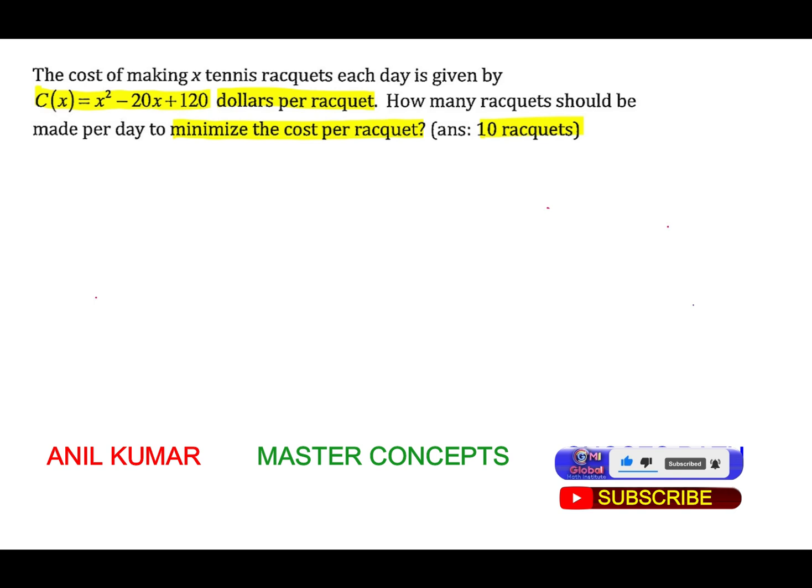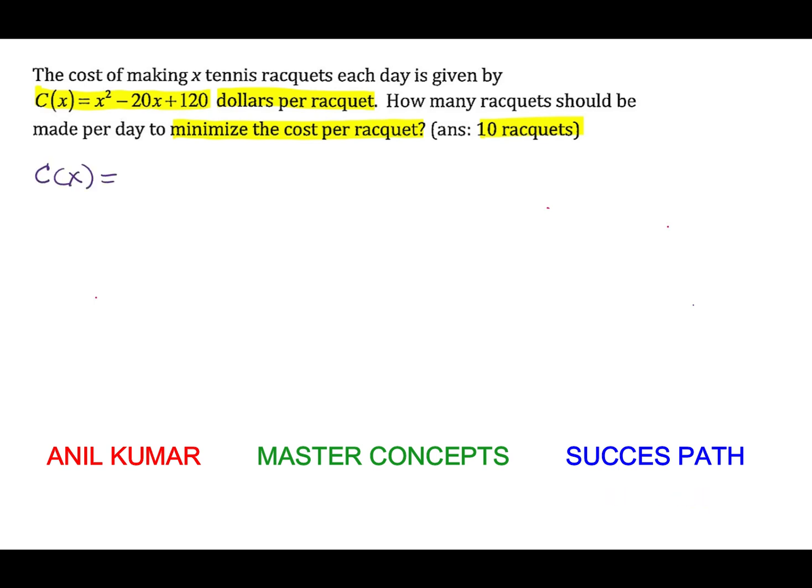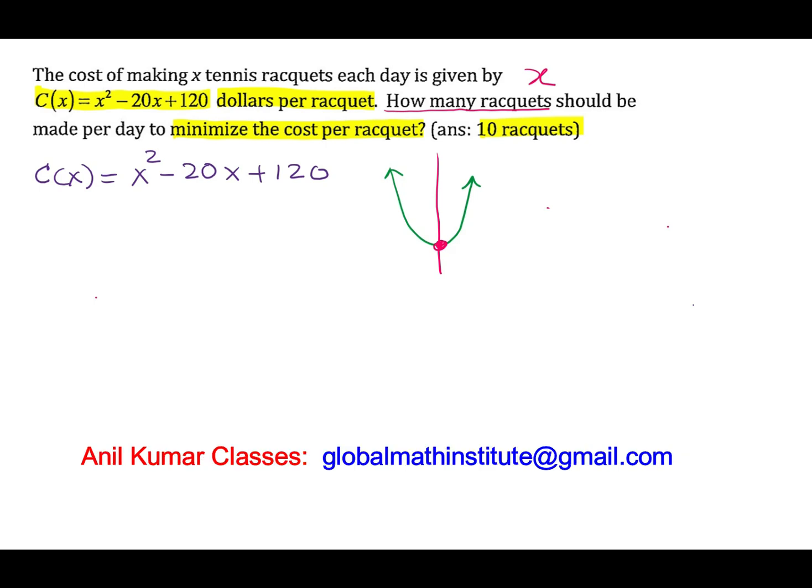Now, as you see, the function for cost is given to us as C of X equals X square minus 20X plus 120, correct? This really represents a parabola which is going to open upwards. Minimum happens to be at the vertex, this particular point. And in this question, we only want to find how many rackets. That means the value of X. So that is what we need to find, not the minimum cost. Now, how do we do so?